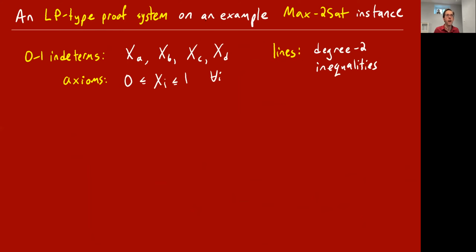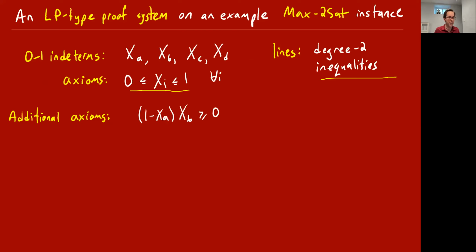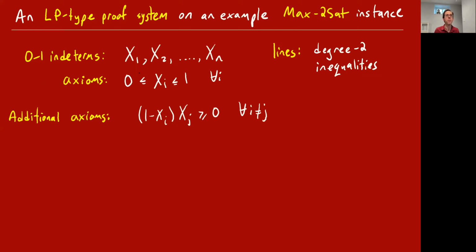Okay, so this was the proof system we started with. You have a bunch of indeterminates. Maybe these are the axioms so far. The lines we're going to allow are degree 2 inequalities. And let's allow some new additional axioms that you're always given, regardless of the instance, that look like this: 1 minus xa times xb is at least 0. Well, let's make this a bit more general. Let's say that you have n variables, and we're going to have an axiom that looks like this for all pairs i and j.